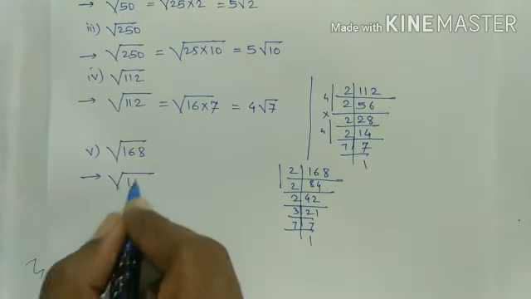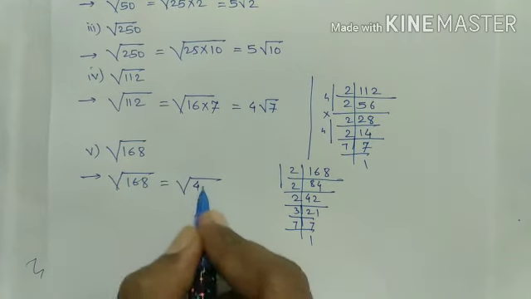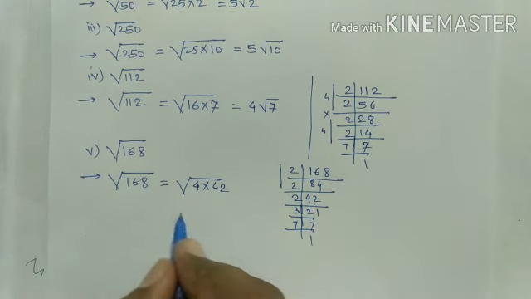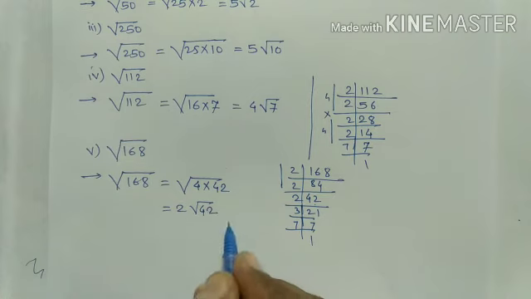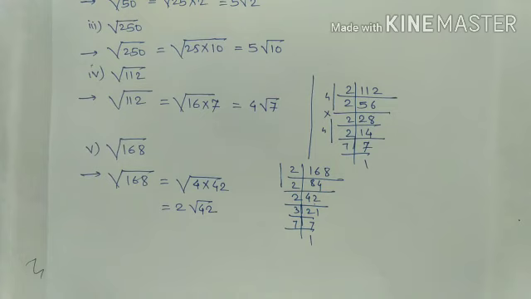This root 168 equals root 4 into 42. This 42, that is equal to 2 root 42. This is the simplest form of the given surd, that is root 168.